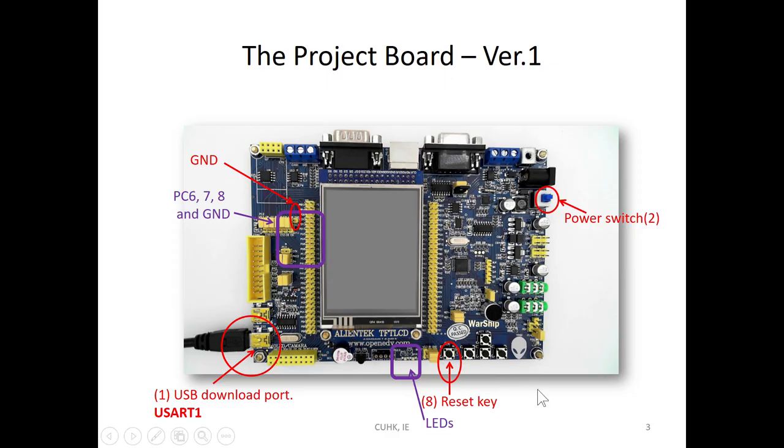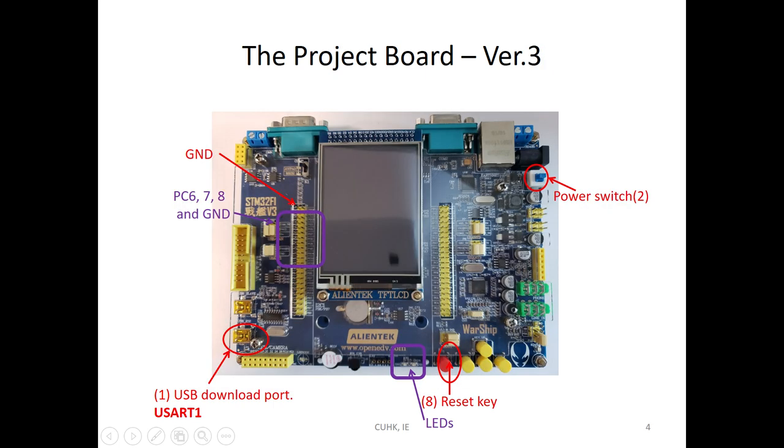Now, if your board is version 1, then we will use the PC678 in the large part, the PWM, then the ground pin here. Okay, then if your board is version 3, then the ground pin here.